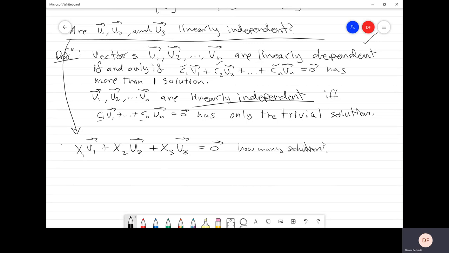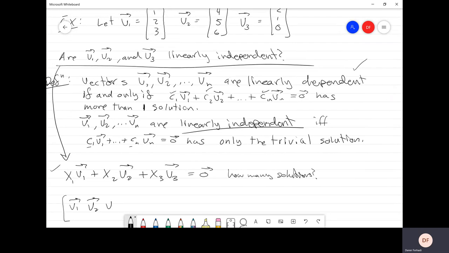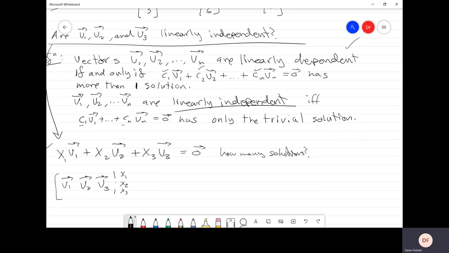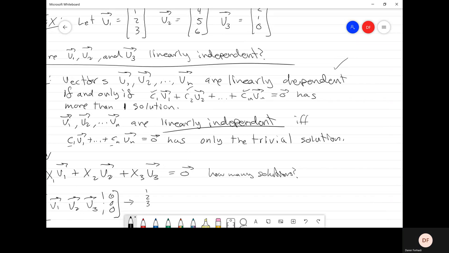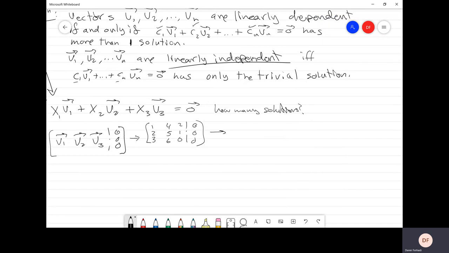Okay. So if I want to solve this, all I should do is solve this augmented matrix here, where I have V1, V2, and V3, and then 0, 0, 0, and I solve for X1, X2, X3. So I would have 1, 2, 3, 4, 5, 6, 2, 1, 0, and 0, 0, 0. And when I solve this, I end up getting 1, 2, 0, negative 3, 0, 0, 0, 0, 0, 0 here.